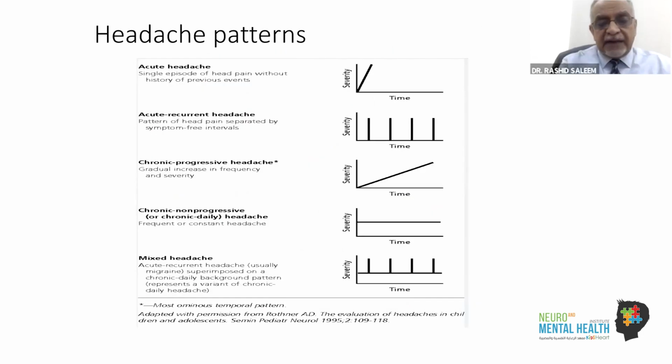Now, I find this slide very, very important, because when you are taking history and trying to decide which type of headache this is, before you categorize them into primary and secondary headaches, if you know the patterns, then acute headaches and chronic progressive headaches are generally most of the causes secondary, whereas acute recurrent headaches and chronic non-progressive or mixed pattern are either primary headaches or, after transformation or chronification, have become chronic daily headaches. So recognizing these patterns is very, very important.